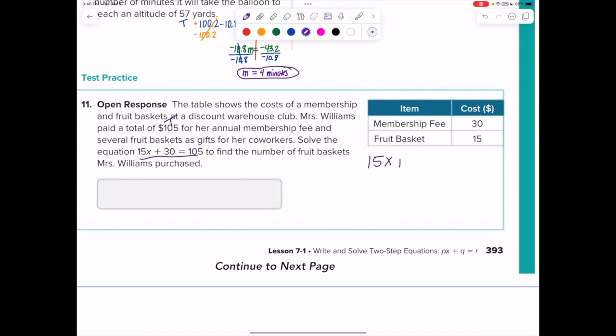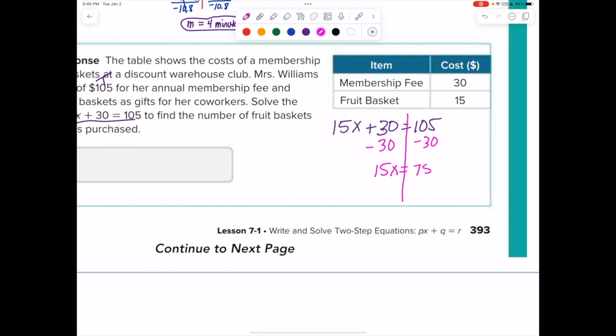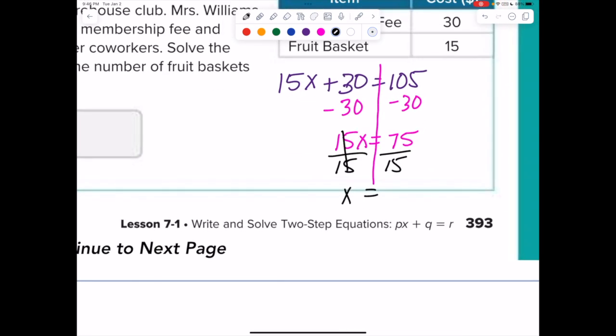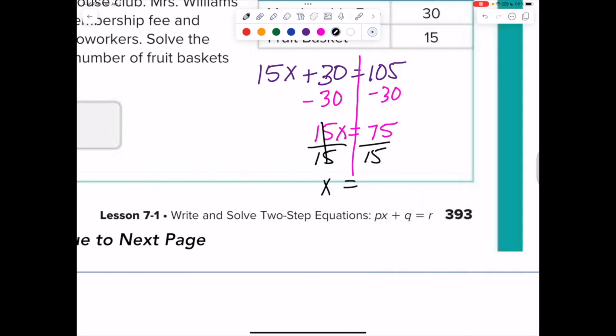We have 15x plus 30 equals 105. I can handle this, right? Subtract 30 to both sides. What do we end up with? 15x equals 105 minus 30, which is 75. Divided by 15 on both sides. Cross it out. All right, number of fruit baskets. 75 divided by 15. That is 5 fruit baskets. And there we go.